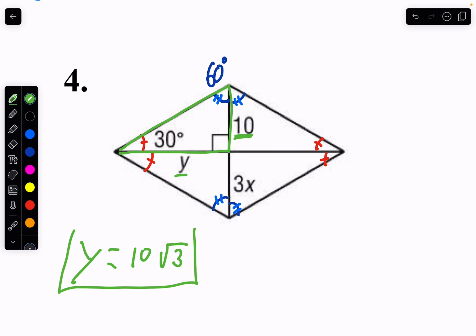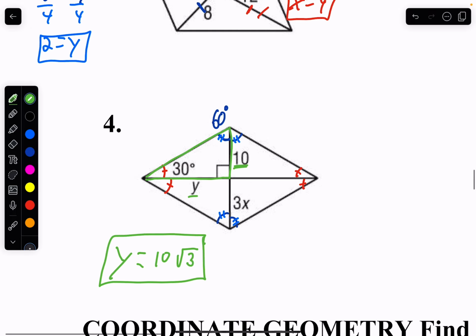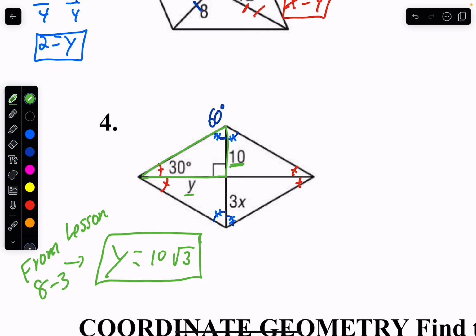And just like that, we're going to make a note here from lesson 8-3. We know what y is. And then to finish the problem, I know that this diagonal got bisected. So that means this is congruent to that. So 10 is congruent to 3x. We're going to say 10 equals 3x.